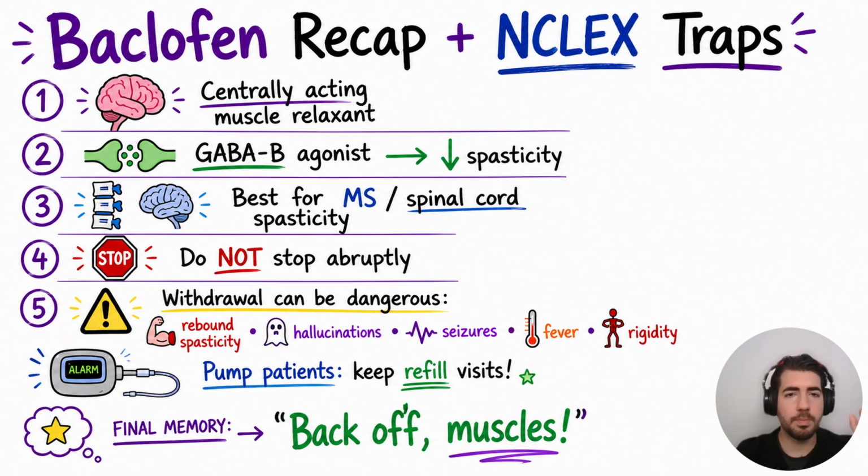For intrathecal pump patients, intrathecal again is through the spinal canal, so pump safety is non-negotiable. You have to teach the patient to keep refill appointments, to respond to pump alarms, and to report any return of spasticity, any itchiness, any symptoms, just in case. Now, the NCLEX pattern is usually like this: baclofen relaxes spastic muscles, but the nurse protects the patient from sedation, respiratory depression, renal accumulation, central nervous system depression, or abrupt withdrawal.